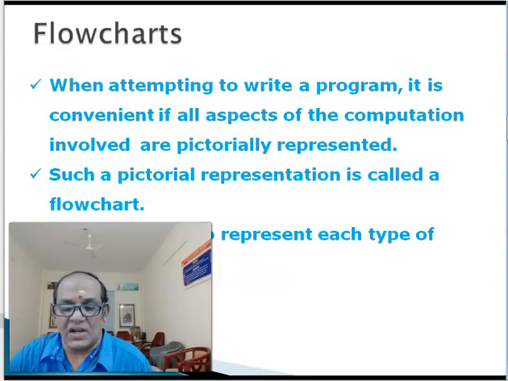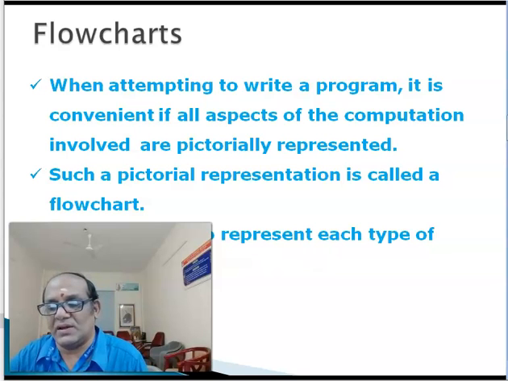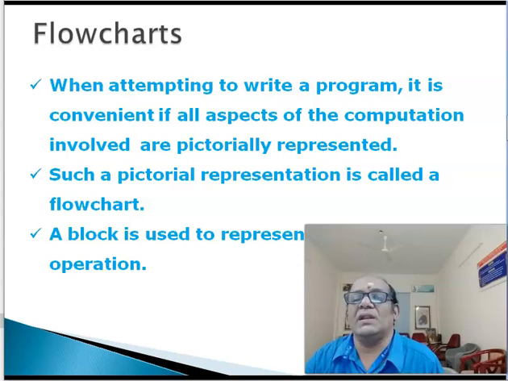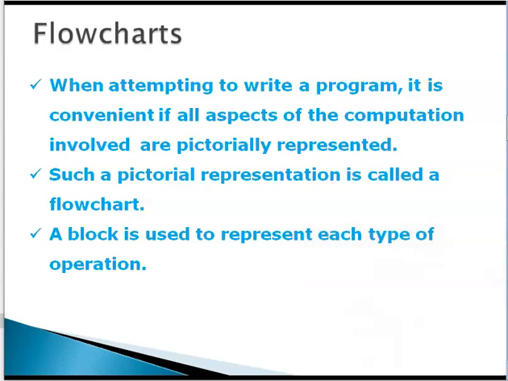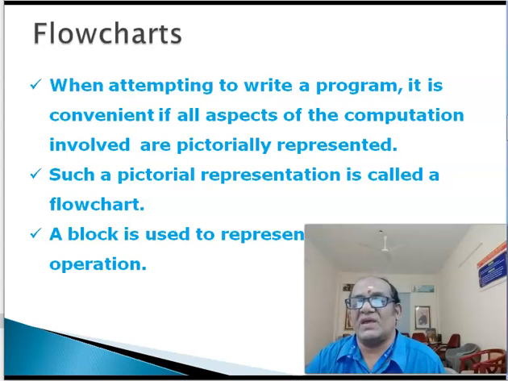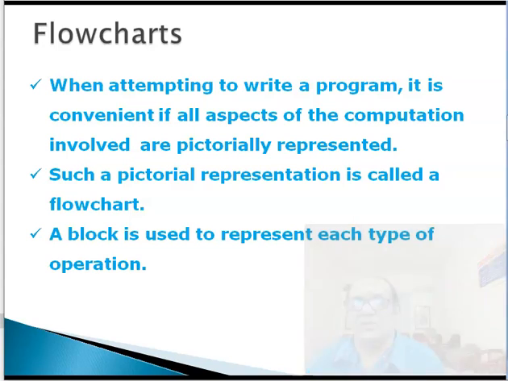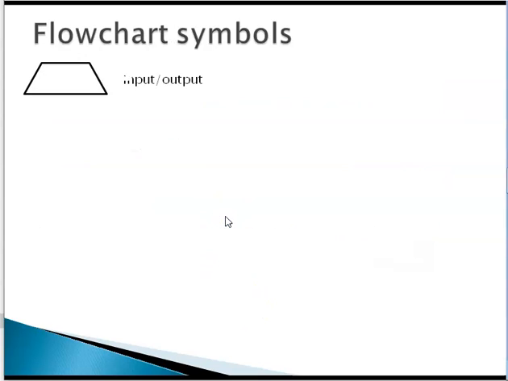We know that when computations are slightly complicated, it would be very convenient if we have a pictorial representation of the computation involved. After all, they say a picture is worth 1,000 words. So instead of describing things in so many words, it is convenient to represent it in a picture. Such pictorial representation is called a flowchart. In flowchart representation, one block is used for each type of computation that is undertaken. Let us see those blocks.